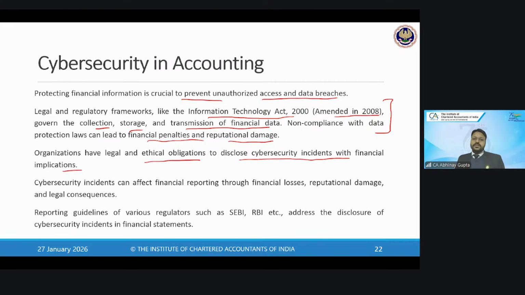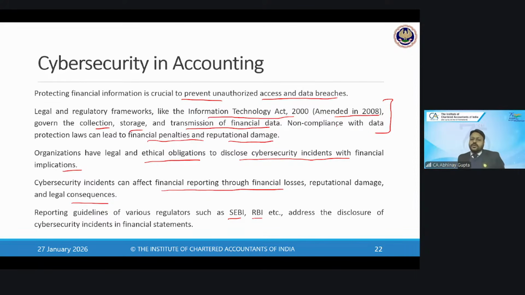It's not that if something has happened, you just keep fingers on your lips and don't disclose it. There is a requirement to disclose these incidents if there are any reported, right? Cybersecurity incidents can affect financial reporting through financial losses, reputational damage, and legal consequences, right? Reporting guidelines of various regulators such as the Securities and Exchange Board of India, Reserve Bank of India, etc., address the disclosure of cybersecurity incidents in the financial statements.